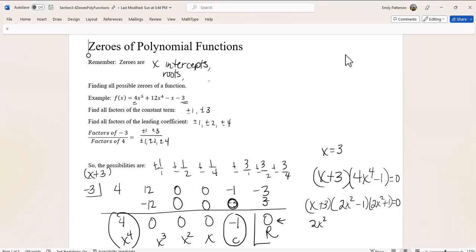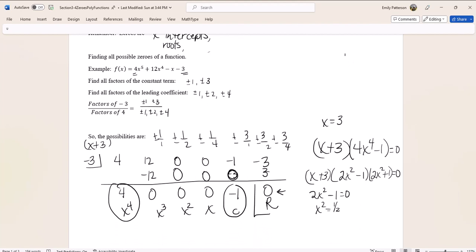So if I set 2x squared minus 1 is equal to 0, I get x squared is equal to 1/2. Let me scroll up a little bit. So x is equal to the positive negative square root of 1/2. Then if I have 2x squared plus 1 is equal to 0, then I have x squared is equal to negative 1/2. So x is equal to the positive negative square root of negative 1/2, which is not a real root.